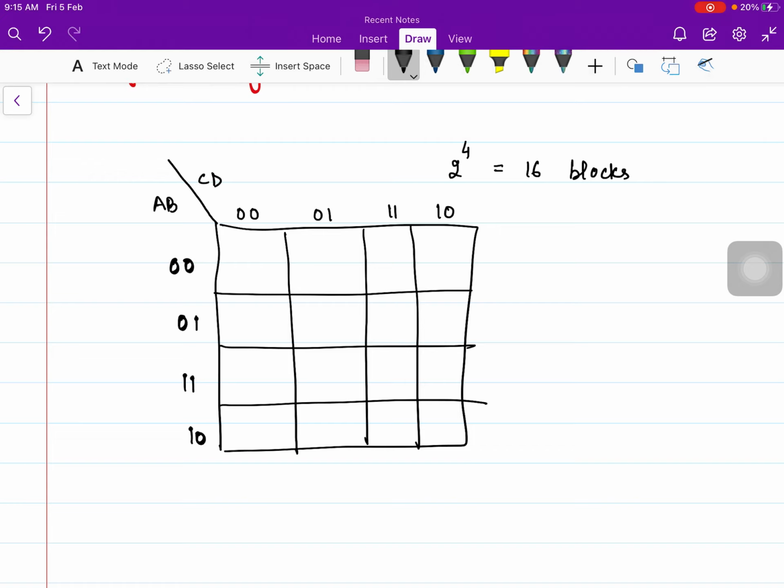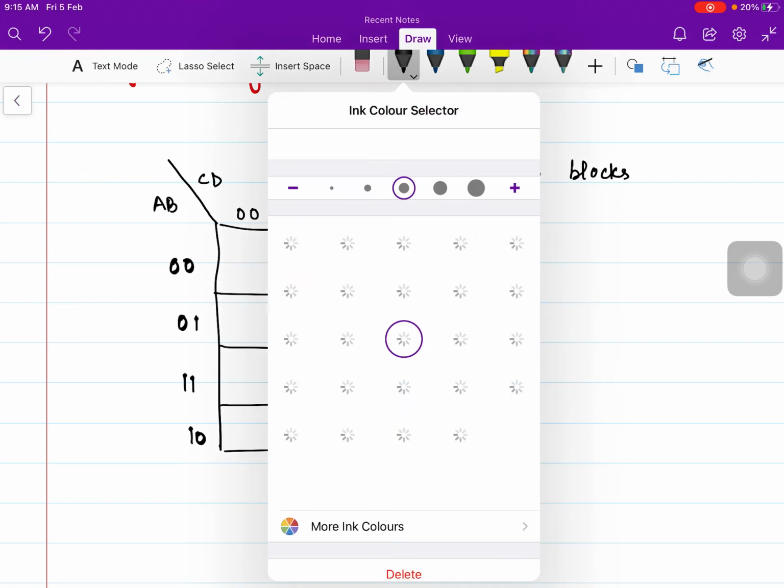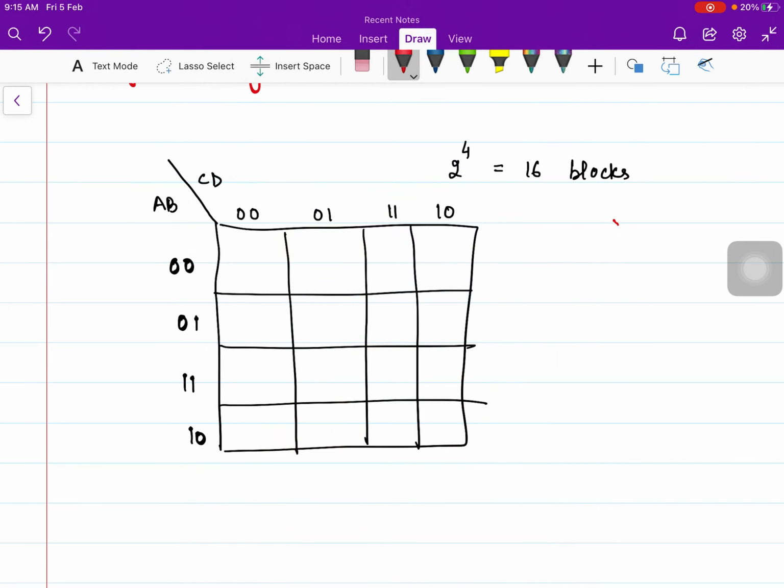And now comes the numbering part, how to number these blocks. If you understood how to number the blocks in the previous lecture, you will understand it here. You can refer to the previous lecture for that. Here in the same manner we will number the blocks. So 0, 1, 2 and 3. This is 4, 5, 6 and 7. This will be 8, 9, 10 and 11. It will be 12, 13, 14 and 15.